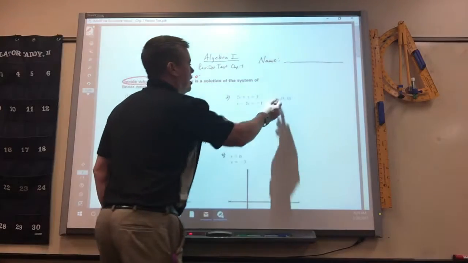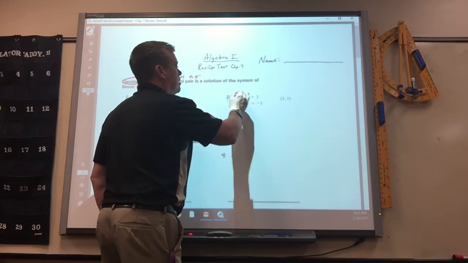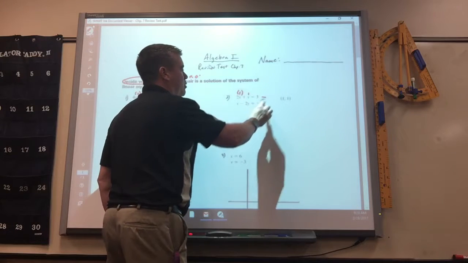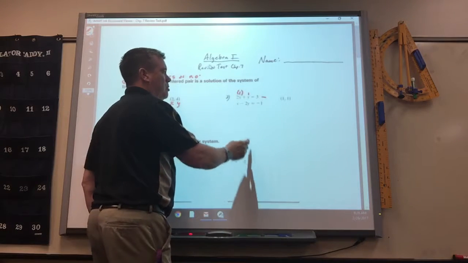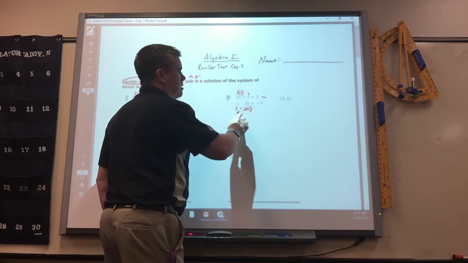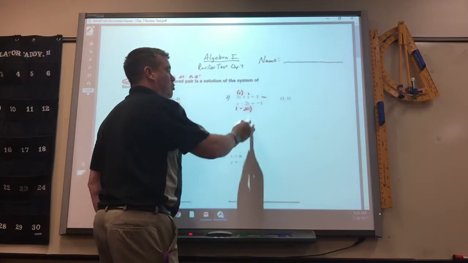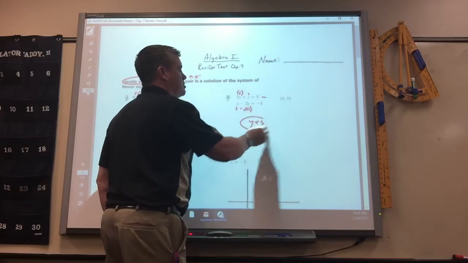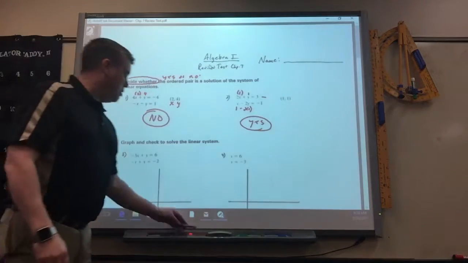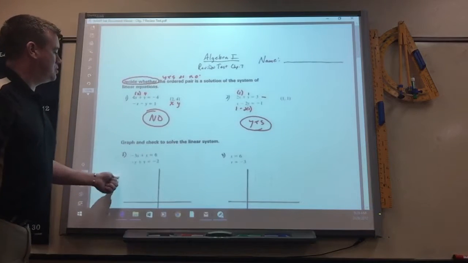So here, if we plug 1 and 1 in, 2 times 1 is 2, plus 1 is 3. That one works, but you got to check them both. 1 minus 2 times 1 does equal negative 1. So that's yes. So they got to work in both of them in order to be a solution.